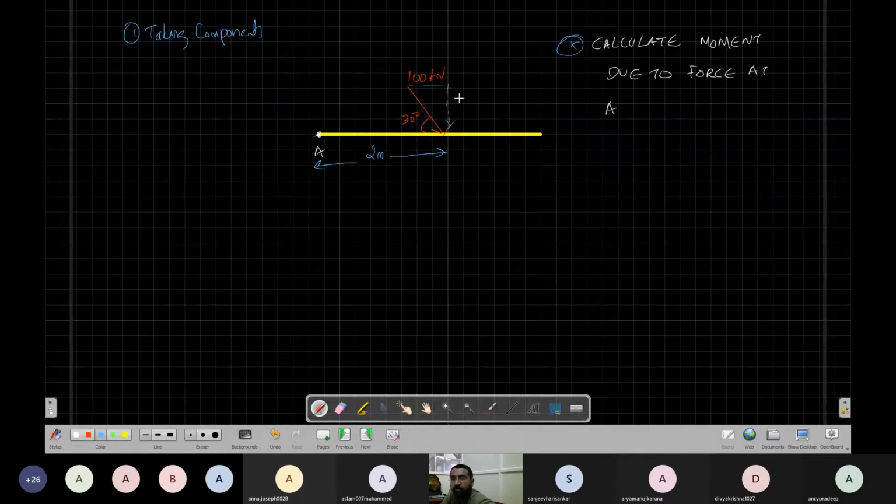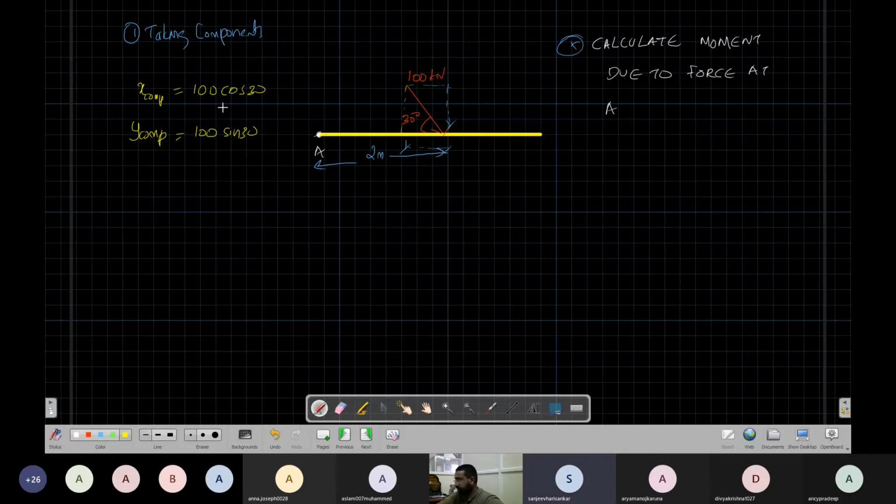So this will be my y component, and this will be my x component. What is the value of the y component? What is the value of the x component? Let's say my force is 100 kilonewtons. The x component is 100 cos 30. So if you complete the triangle here, this is my x component and this is my y component. What is the y component? 100 sin 30.